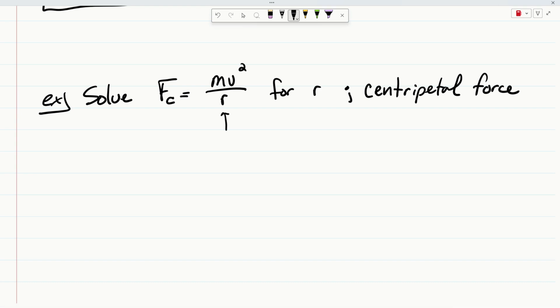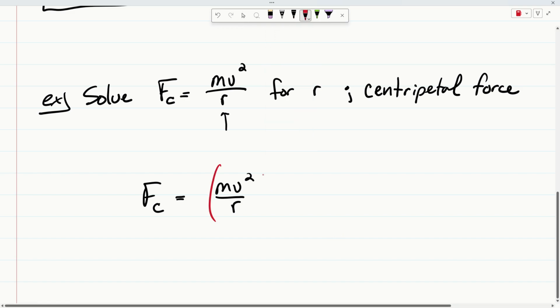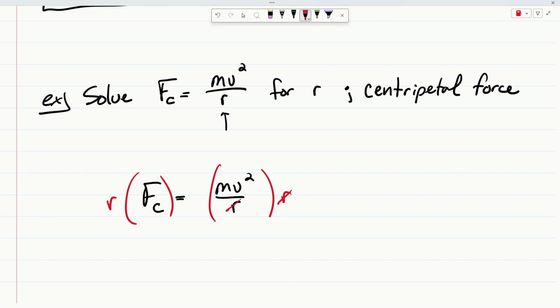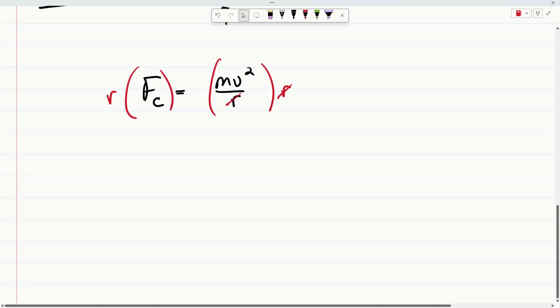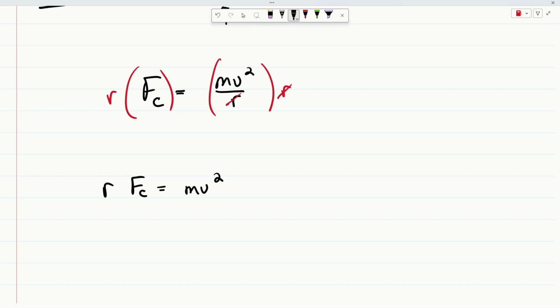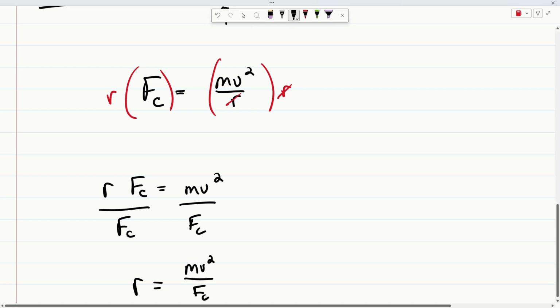Now there are a couple ways we can go about this. I think the easiest way, the way that I think a lot of us would be most comfortable with, is to take our letter r, and what we're going to do here is multiply both sides of the equation by it. By doing that, it reduces the r's on the right-hand side. So now we have r times F sub c equals mv squared. And then our next step, we'll just divide both sides by F sub c to give us r equals mv squared all over F sub c.